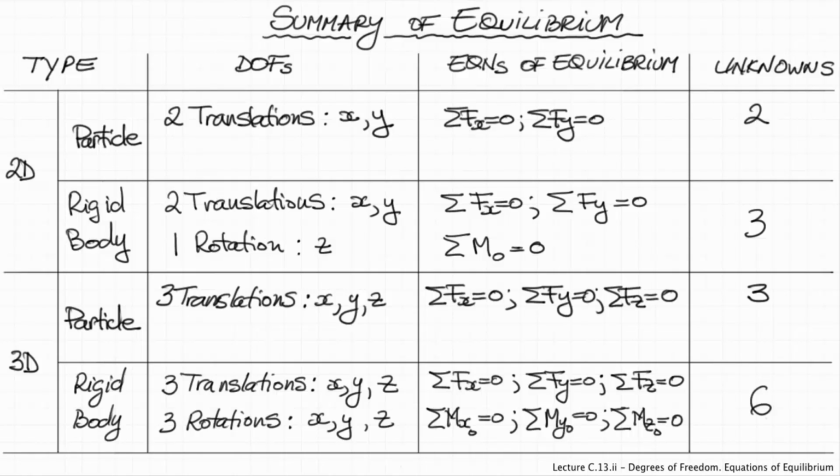And that means that we can solve for a maximum of 6 unknowns. So this is the table that is completed. It's a very good summary table for equilibrium of particles and rigid bodies in 2 and 3 dimensions. You should make a note of it and refer to it whenever necessary.